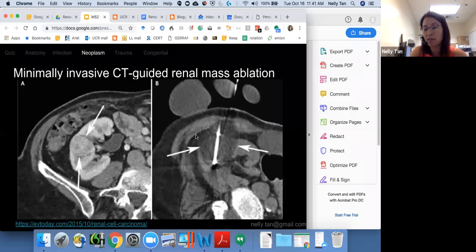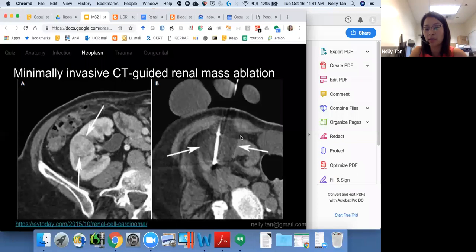Patients come in, get the procedure done, and then go home. It's like a dental procedure, for example. So that's how we can treat renal masses, lung cancers, liver cancers, a lot of different cancers if they're localized. Or you can do a partial nephrectomy, but there are advantages and disadvantages. Obviously, with partial nephrectomies, there are a lot more complication rates. It's a more complex procedure.